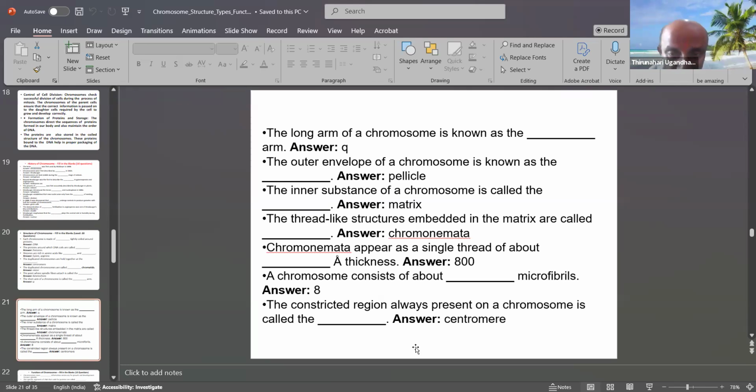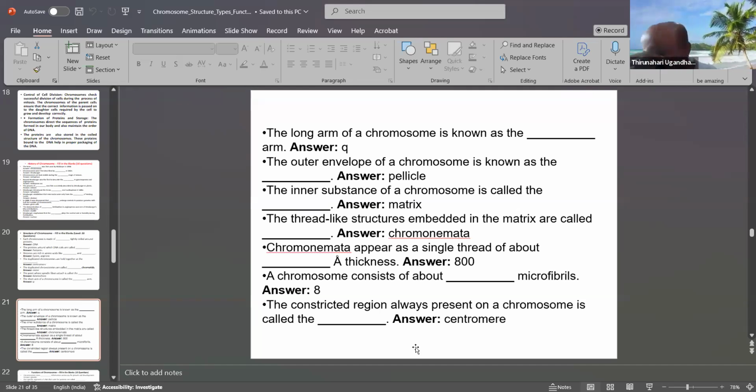The outer envelope of the chromosome is known as the pellicle. The outer membrane, the outer layer of the chromosomes, is called the pellicle. The inner substance of the chromosomes is called the matrix. Inside the matrix is the liquid part, which is called the matrix. The thread-like structure embedded in the matrix is called chromonemata.